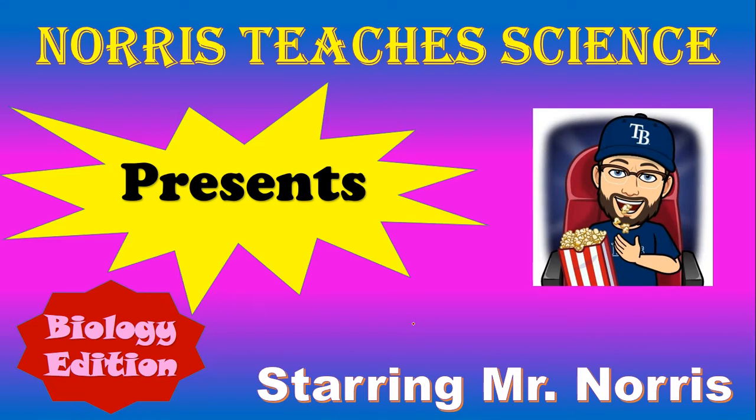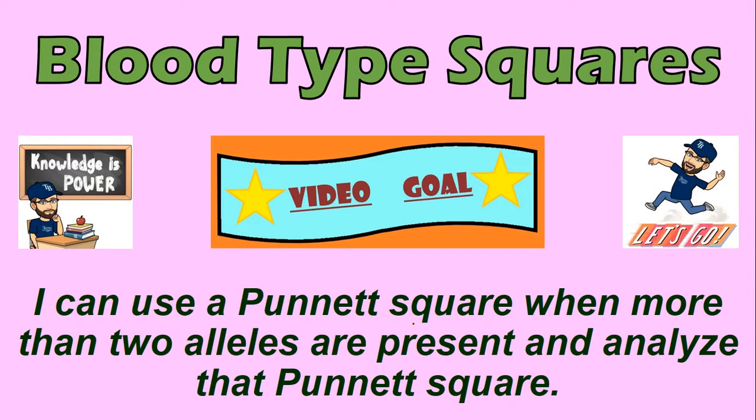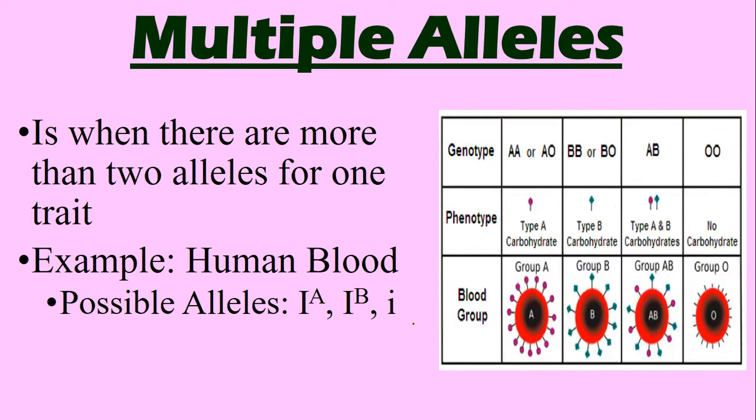Biology edition will continue in the genetics information, starring me, Mr. Norse. And today we're going to talk about something called blood type squares, or we're basically going to solve Punnett squares for blood types. So by the end of this video, your goal is I can use a Punnett square when more than two alleles are present and analyze that Punnett square. Mainly, we're going to talk about something called multiple alleles.